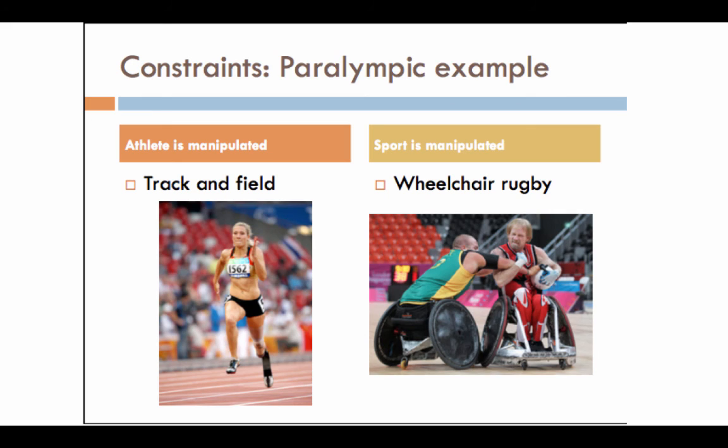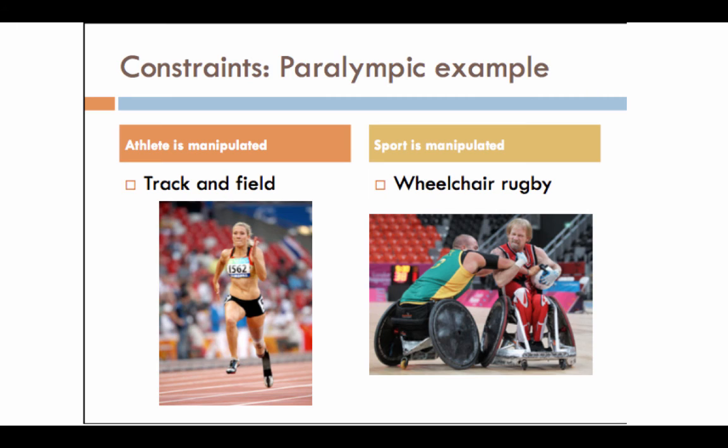So an example where the athlete is manipulated is in track and field. Since this individual has a structural constraint of not having use of her limb below her knee, they've created a prosthetic leg in order to manipulate her body structure so that she's able to run.